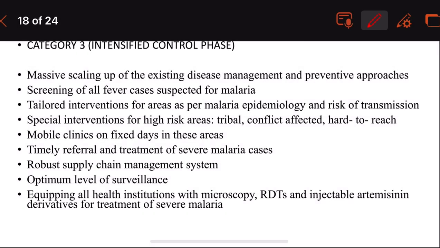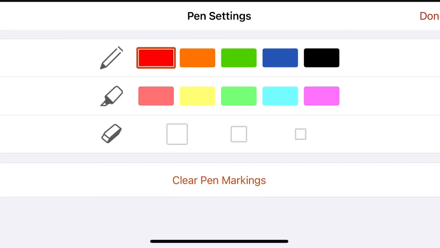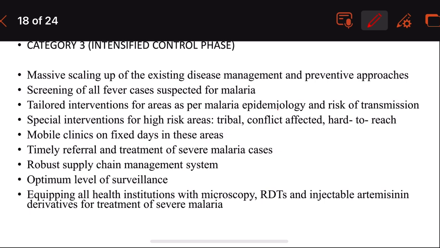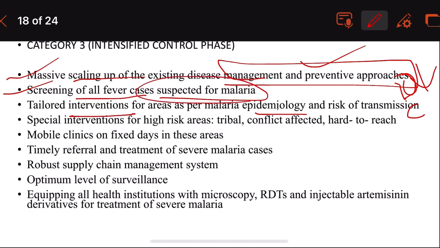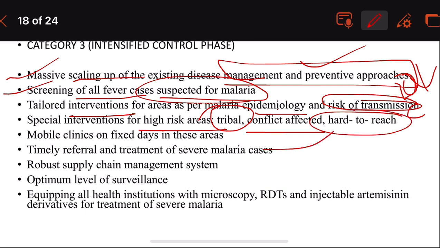So we also have to give them the anti-malarial drugs, that is artemisinin derivatives. Fine. Guys, I hope the category 3 interventions are quite familiar. So now we can just quickly brush through. What are those? Scaling up of the disease management and preventive approach, so that we can reduce the deaths and the cases of malaria, and screening the fevers which are suspected for malaria, and bringing in the interventions as per the epidemiology and the risk of transmission in high risk areas, conflict areas, tribal and hard to reach areas, which are nothing but the high risk areas.